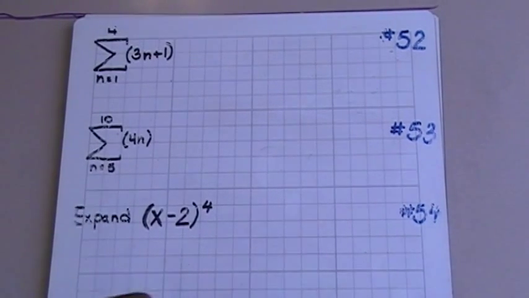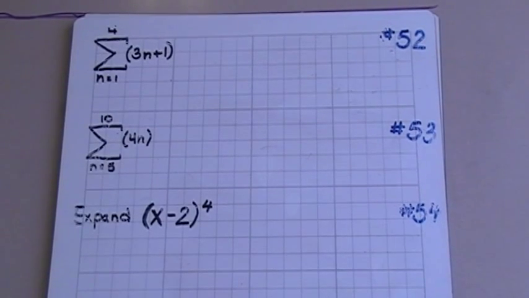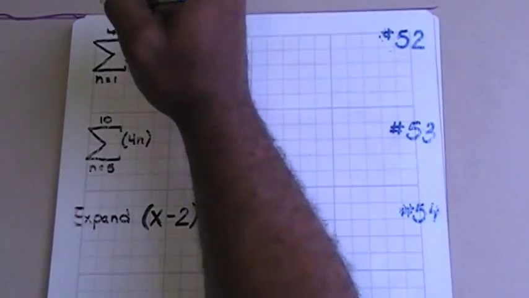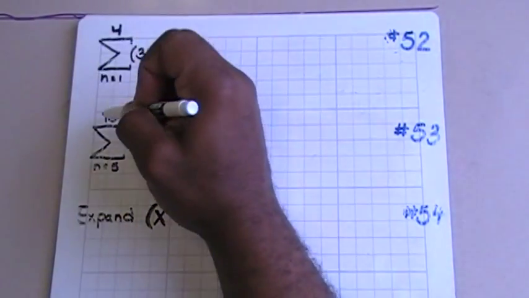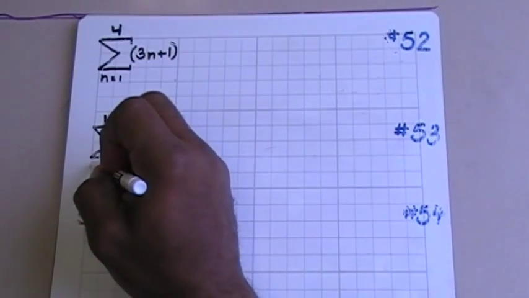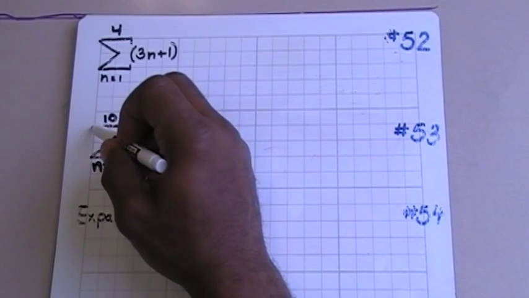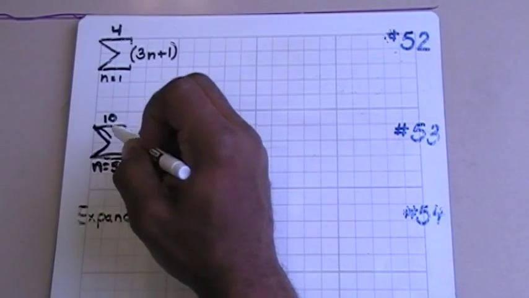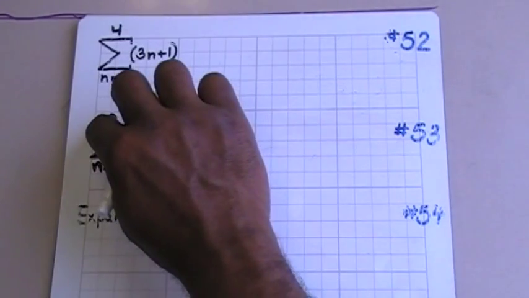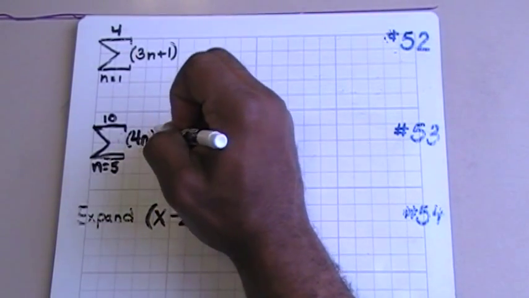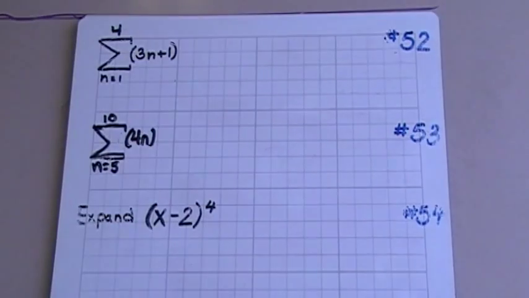All right, so let's see what we can do. For 52, 53, and 54, they are asking for us to evaluate. You see that the first two, 52 and 53, they're asking us to evaluate. So these aren't bad at all. I think we can pretty much take care of these pretty quickly.